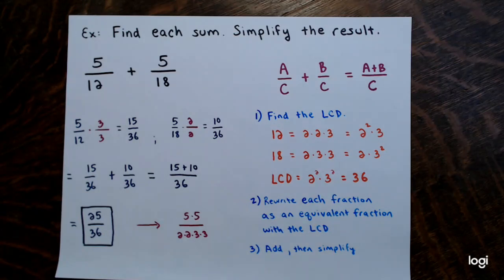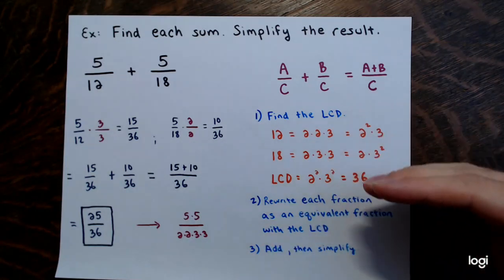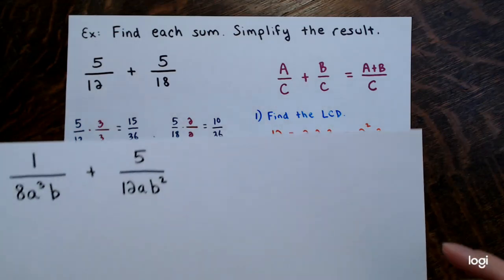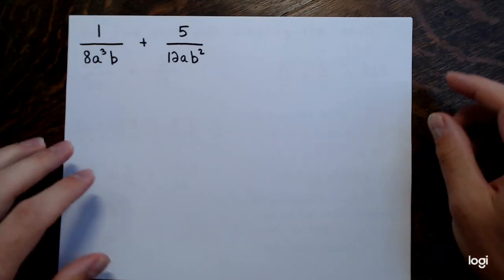All right, so that was an example with just numbers. I have many examples now with variables involved, but the same 3 steps will happen, the same procedure every single time. I'm going to do these LCDs a little quicker now.